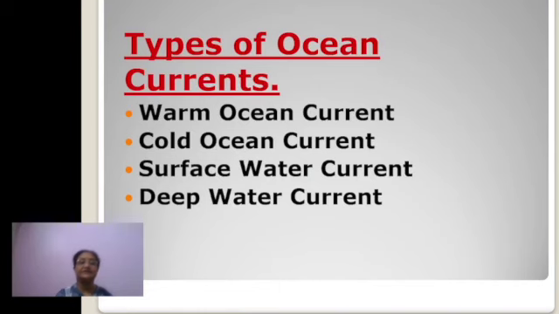Now let's see the types of ocean currents. There are basically four types of ocean currents. One is on the basis of the temperature of the water. We can say that these can be of two types. One is warm ocean current, the other is cold ocean current.